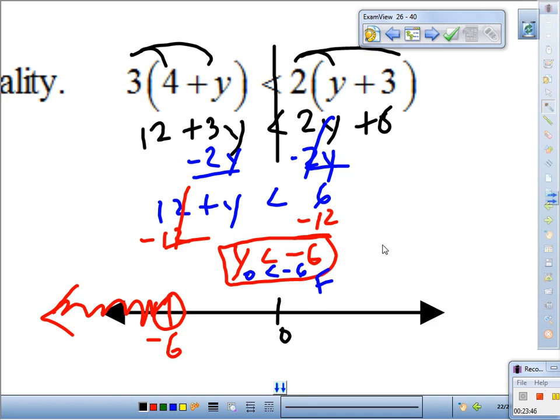And what is the last thing? Solution set. Solution set of y such that, what was my last inequality? Y less than negative 6. Hands if you got that. Now, don't raise your hand if you didn't check. Here it goes again. Work, solution, check, graph, and solution set. Hands if you got that. Okay, good. Once again, don't forget to check, because some of you are still making mistakes on the graphing because you don't check a point.